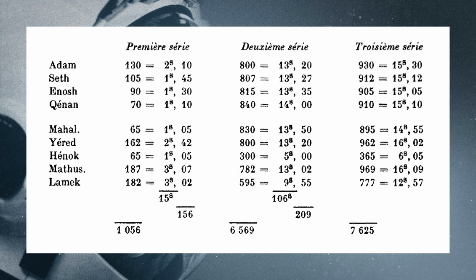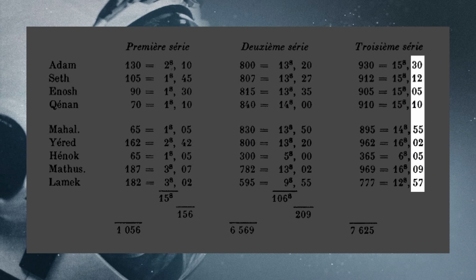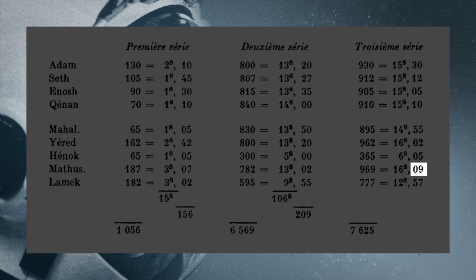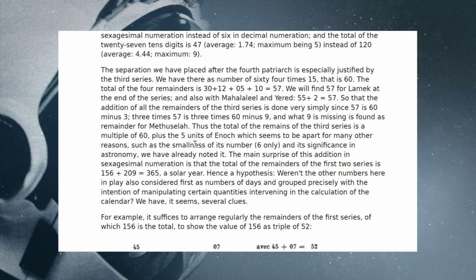So in this list, the remainder, we end up with three different 57s. Of course, 57 is 3 digits short of 60. And of course, we have three 57s, so we're 9 digits short of 3 60s. But we do have 9 digits left over in the age of Methuselah. So if we add his number to those 57s, we end up with 3 different 60s. And then we have the odd duck of Enoch, his 5 additional units, which are there, as Barnouin says, probably for other symbolic reasons.